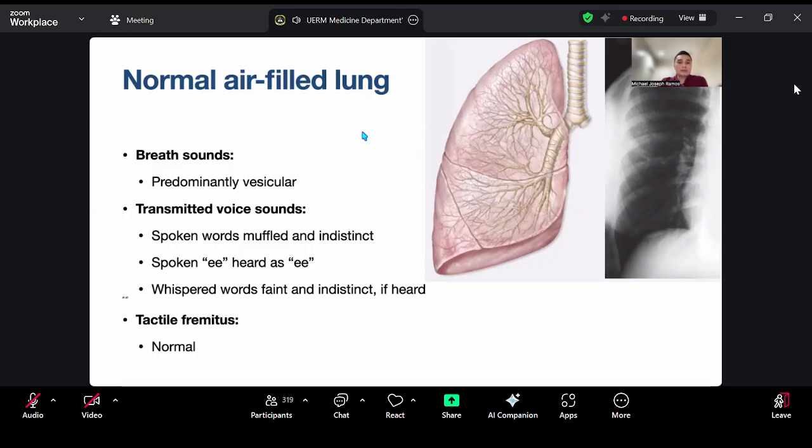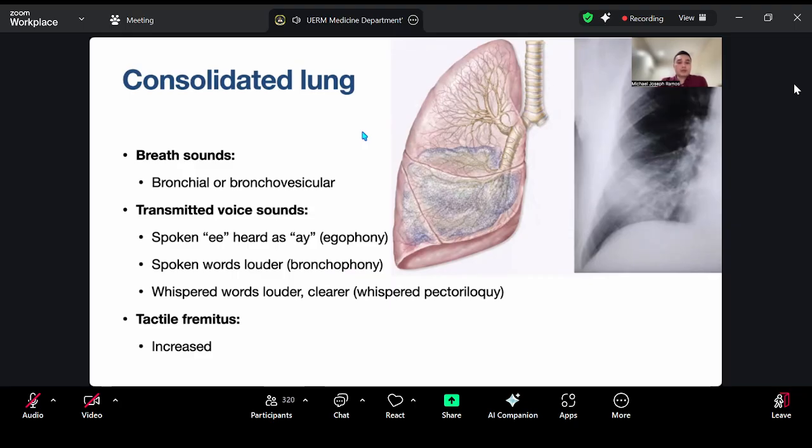would be normal. On the other hand, the presence of pneumonia with thick secretions, pulmonary edema, or blood within the airways and alveoli would enhance the transmission of sound and vibration. And in these diseases, the lung parenchyma is relatively denser than a normal air-filled lung. Hence, the bronchial or the bronchovesicular breath sounds would be heard more distally than they are typically heard. Spoken and whispered words would be louder with the presence of egophony, bronchophony, and whispered pectoriloquy. And the tactile fremitus would now be increased.